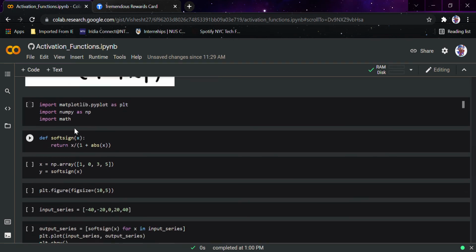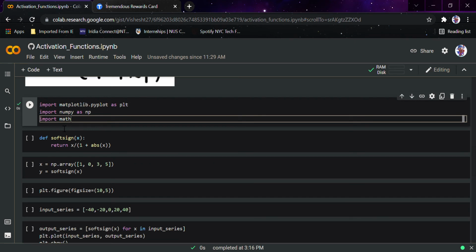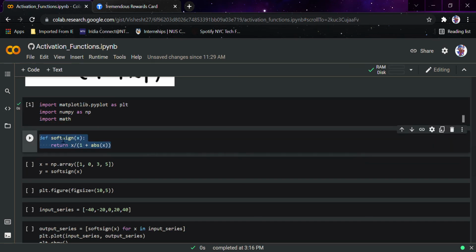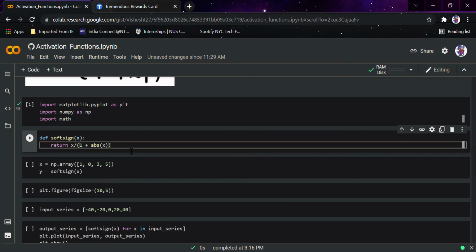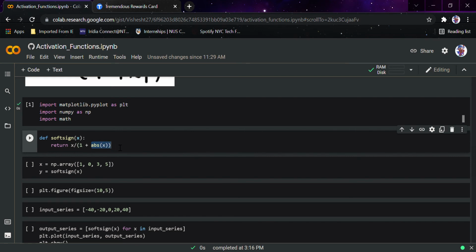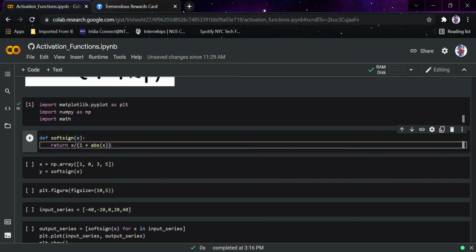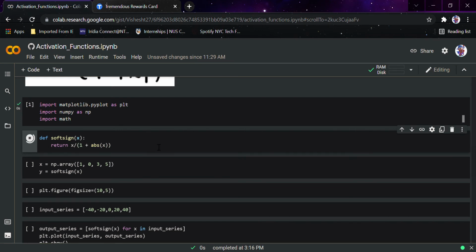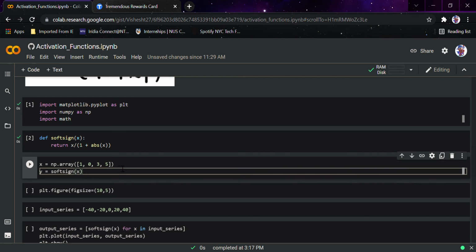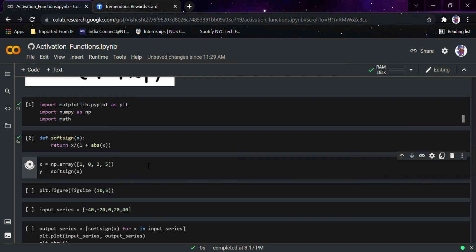Let's look at it. So we imported matplotlib, numpy and math, and even if you don't import math, it's going to be totally fine. So now let's define the softsign function. It is going to take the input x, and it is going to return x / (1 + |x|), and in Python we usually denote the mod by abs(x), and we will run this. And let's give it the following number, 1035. Let that happen, and let's see what the output is going to be.